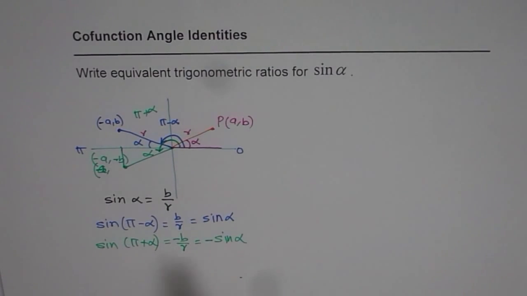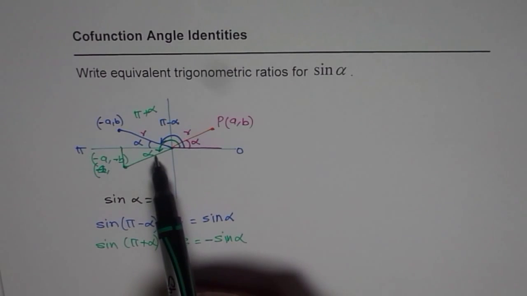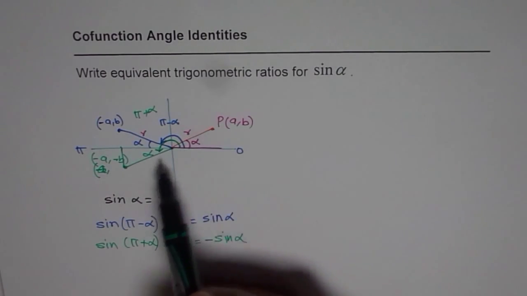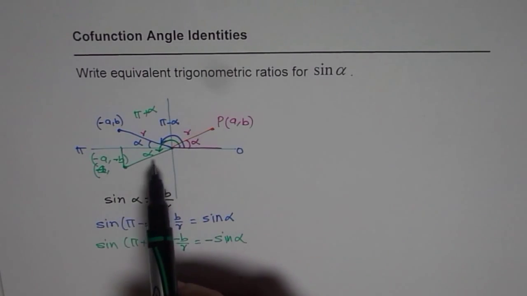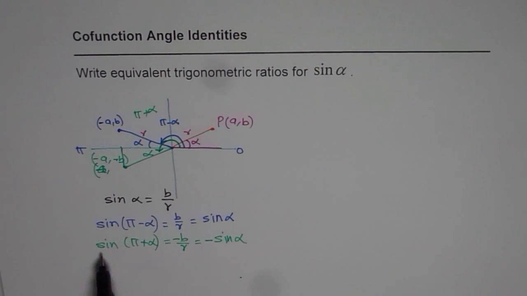So what we notice is that whenever the rotation is by pi, in that case we come to quadrant 3, and in quadrant 3 sine is negative. So sine pi plus alpha should be minus sine alpha. Do you see that? So that is how you can actually relate it.